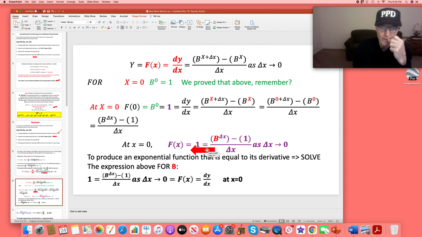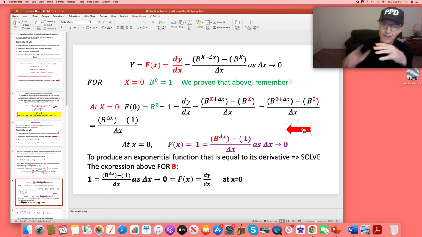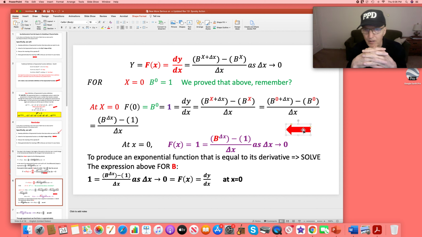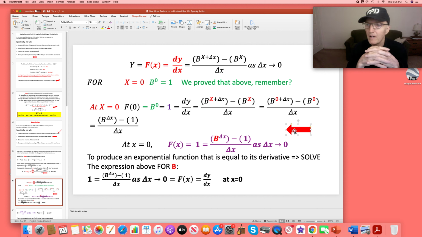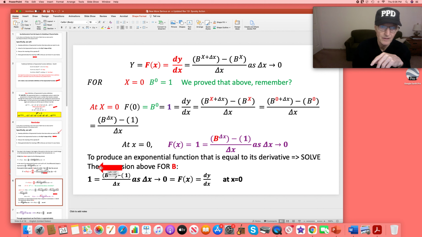So f of x equals 1 equals b to the delta x minus 1 divided by delta x as x goes to 0. That then is the expression that we have to solve in order to have the function equal to its derivative. You need to have this expression solved. So to produce an exponential function that is equal to its derivative, we must solve the expression above for b.